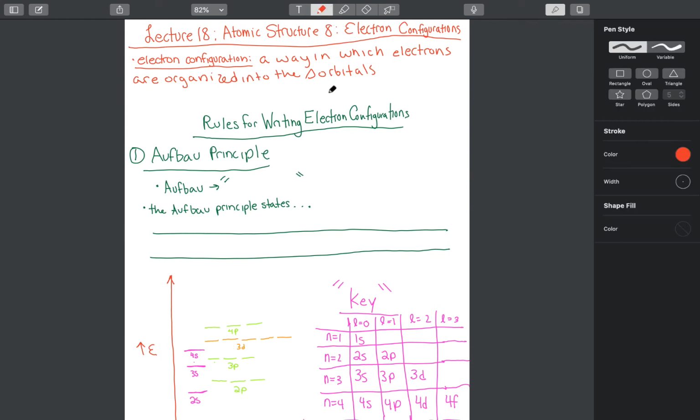So today we are going to be discussing our last topic associated with atomic structure, and it's going to be focusing on electron configurations and how to write them. So with that, let's begin.